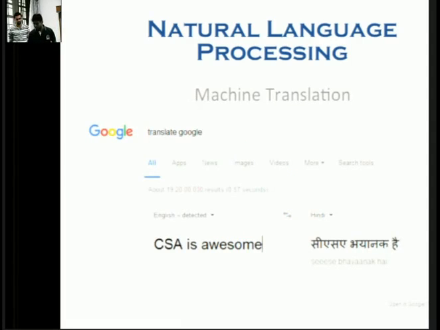Another task related to NLP is machine translation, where you are given some sentence in one language, and you are supposed to convert it to some other language. But you know what happens when you go to Google Translate.